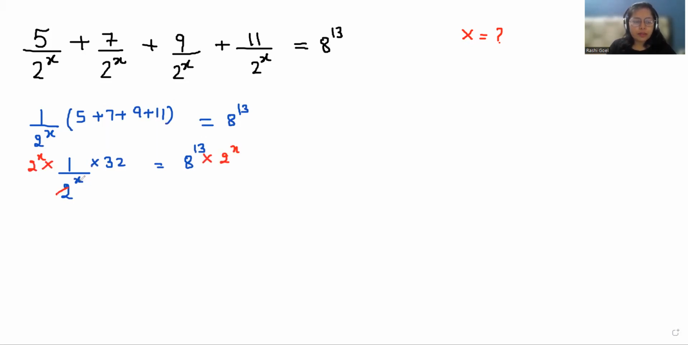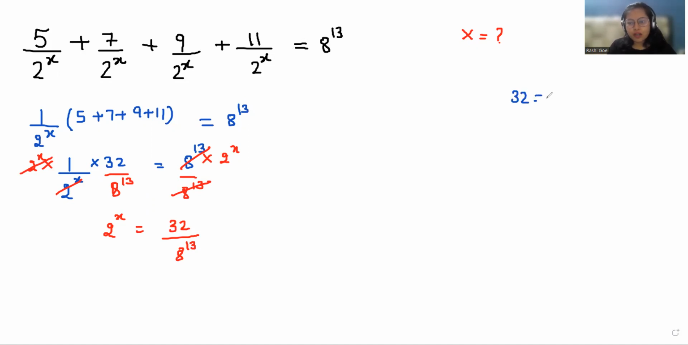So we can eliminate this. And now I am going to divide both sides by 8^13. So we can eliminate this. So 2^x is equal to 32 divided by 8^13.